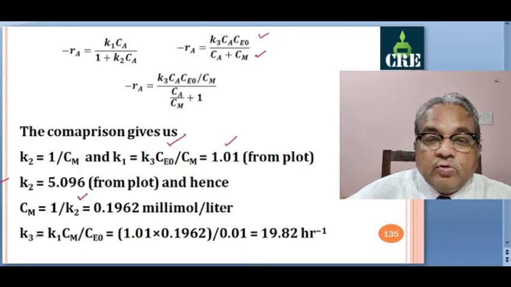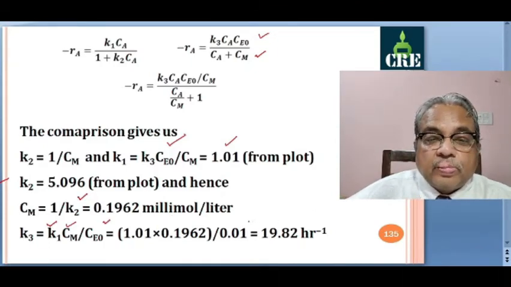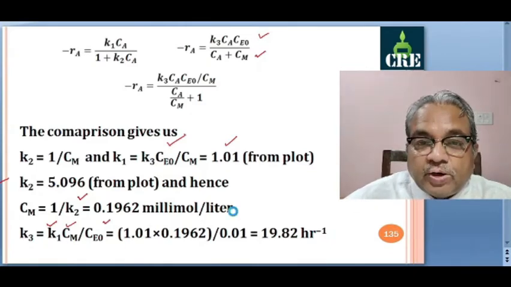So K3 value you can find out, because now K3 is equal to this 1.01 multiplied by Cm divided by Ce0. So we know now Cm value, K1 value, Ce0 is given 0.01. So K3 is 19.82, our inverse. Okay, so Cm and K3 both values have been determined.